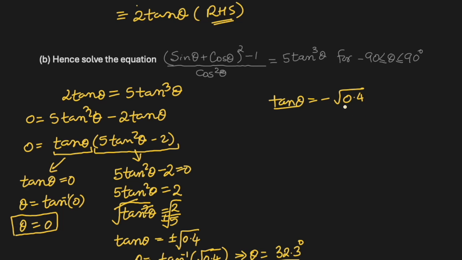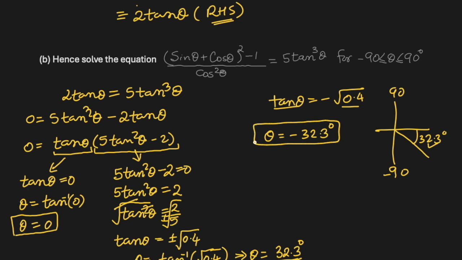Now the second one was tan theta equal to negative square root 0.4. So when is tan theta negative? Positive 90 is here, negative 90 is here. So in this, where is tan negative? Tan is negative in this quadrant, right? That means this 32.3 will also be applicable. So visually I can see that the third answer is theta equal to minus 32.3 degrees, because we have to give answers from negative 90 to positive 90. So these are the three answers, 1, 2 and 3.